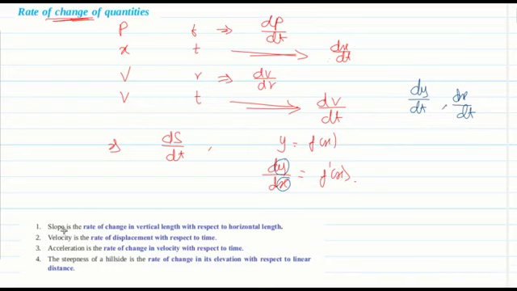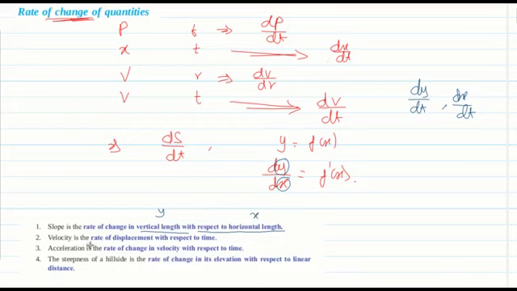You can see here, dy by dx is the slope. That means the rate of change of the vertical length, y is actually vertical, children, with respect to the horizontal x. This is y, this is x. Rate of change of vertical length with respect to the horizontal is called the slope of the line.